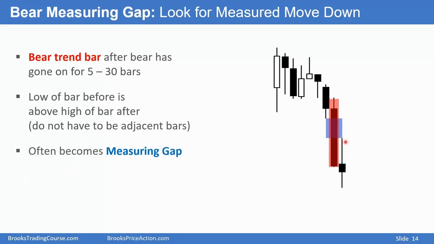The gap in this case is the high of this bar and the low of that bar, but it could be the high of a bar 2 or 3 bars later, or the low of a bar 2 or 3 bars, or even 5 or 10 bars earlier.